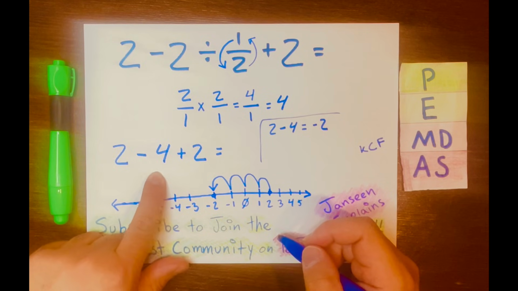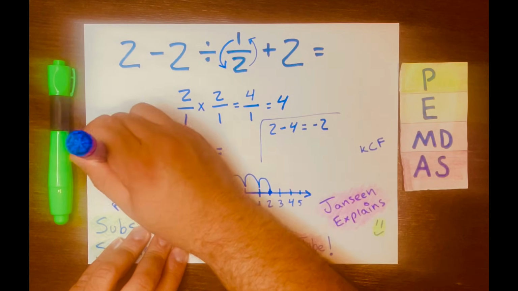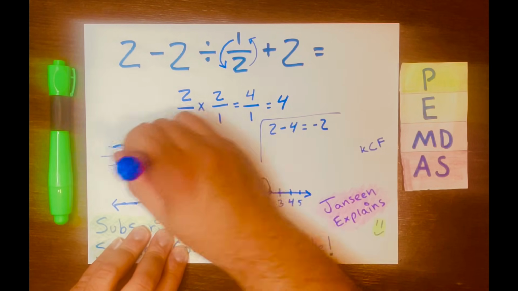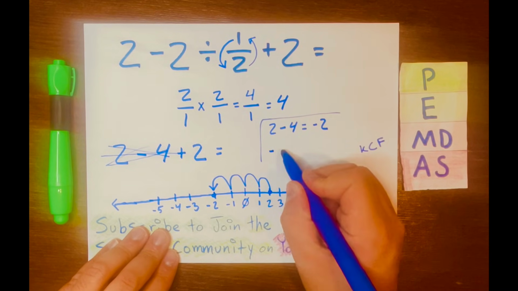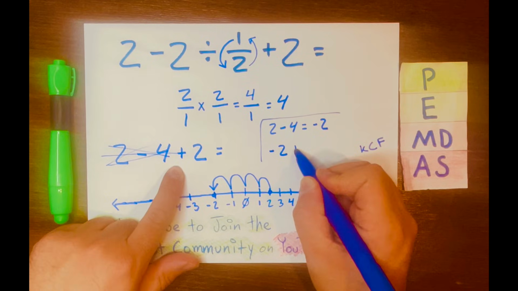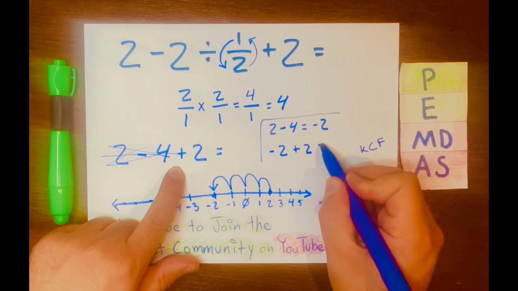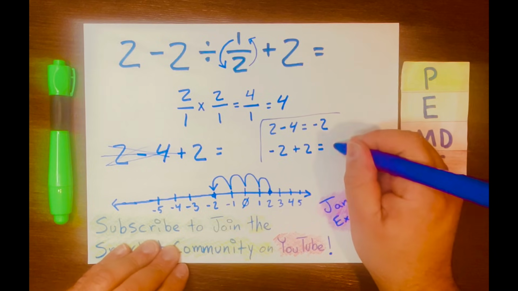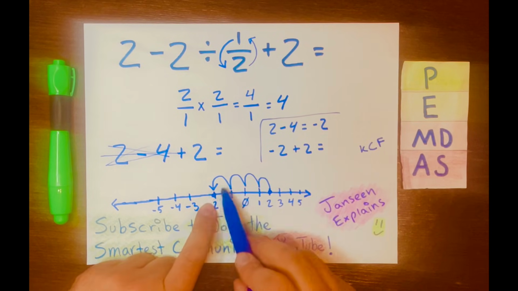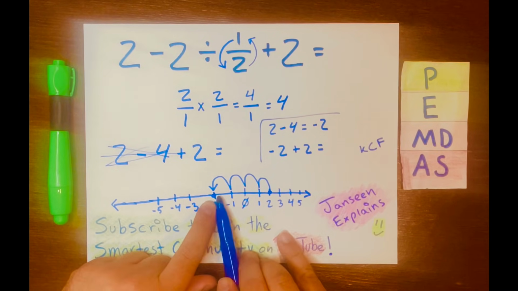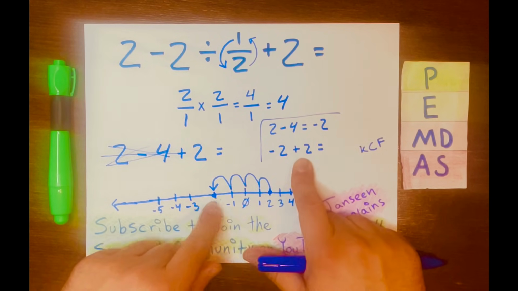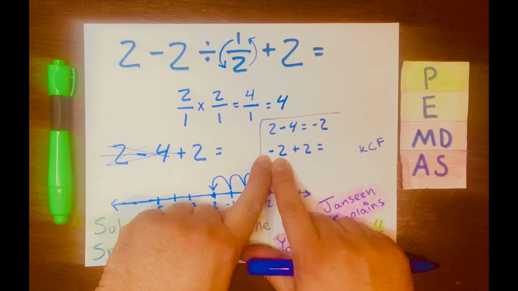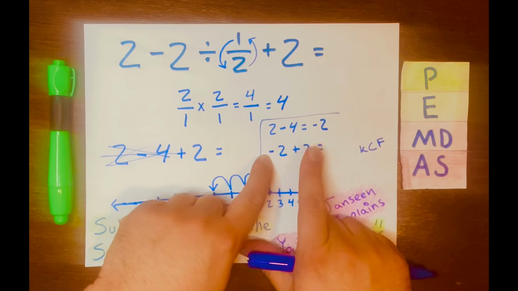Now that we took care of that, let's just cross that out, just like that. Now we have plus 2. So -2 plus 2. I know it's 0, but let's jump 2 spaces to the right. So our value increased because we're at -2 plus 2. That means the value increased.